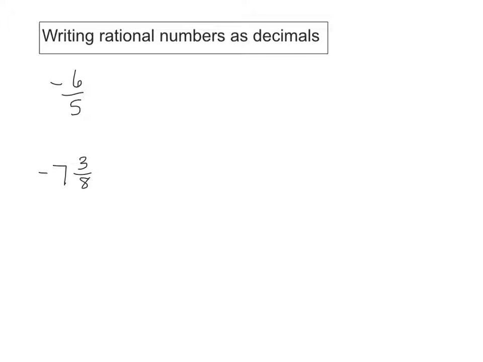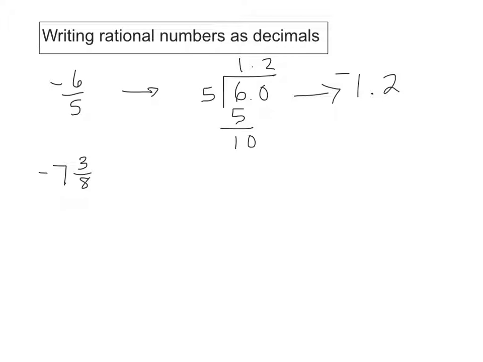To write a rational number as a decimal, we simply use division. For this problem, I would just set it up to divide 6 by 5. 5 will go into 6 once. I subtract, put a 0, bring down the 0, and 5 will go into 10 two times. So my decimal form is 1.2. And it would be negative because the 6/5 was negative.